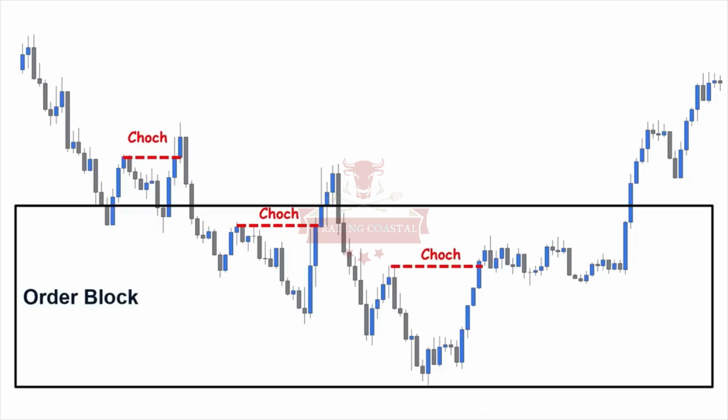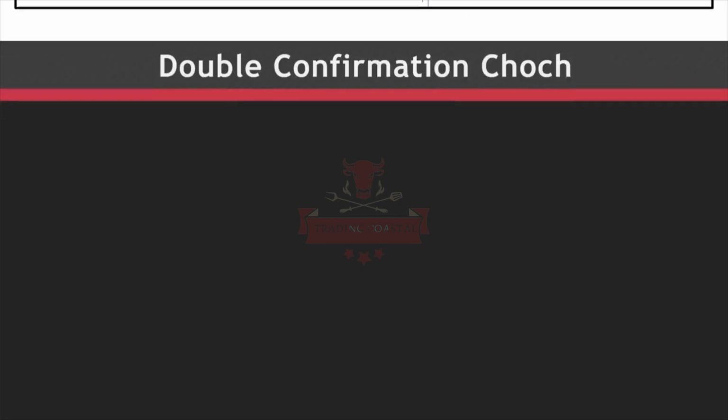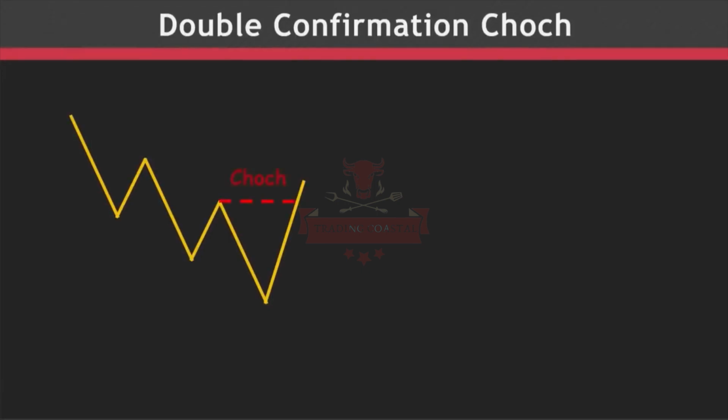When we are talking about the change of character, what do we mean? Let's just say, for example, we're in a downtrend, and the market continuously makes lower lows and lower highs. Eventually, for some reason, the price makes a change of character. It violates the previous market structure high, signaling a possible reversal. Now this is when we look for rejections from the recent demand area created by the change of character move.